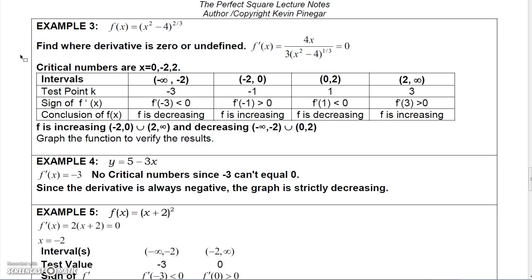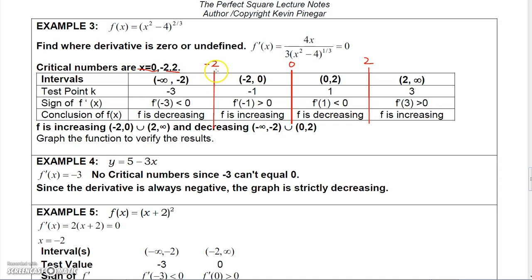All right, let's take a look at one that's a little stranger. This function here, if we take the derivative of this, we're going to get this expression, 4x over 3 times (x squared minus 4) to the 1/3 power. Well, if you set that equal to 0, it equals 0 when x is 0. And if you find out when the derivative is undefined, it's actually undefined when x is plus or minus 2. So those are the 3 critical numbers.